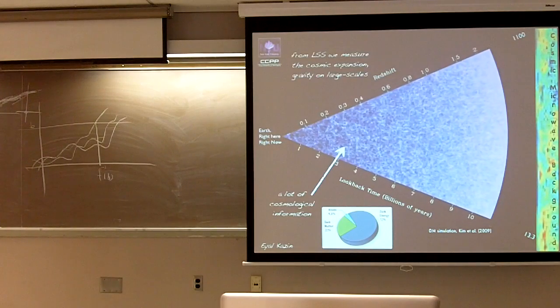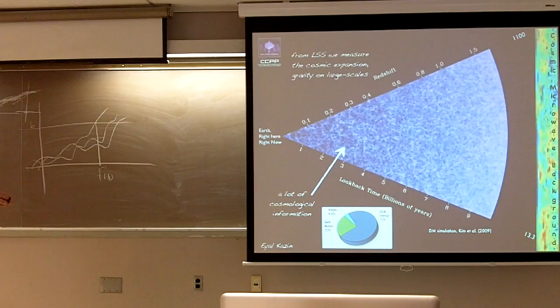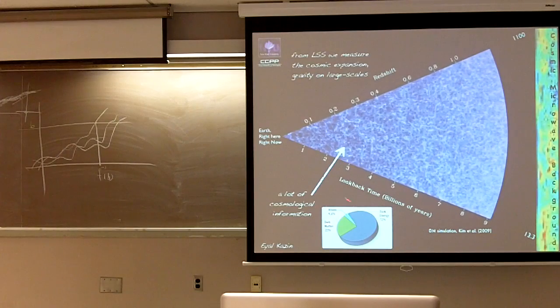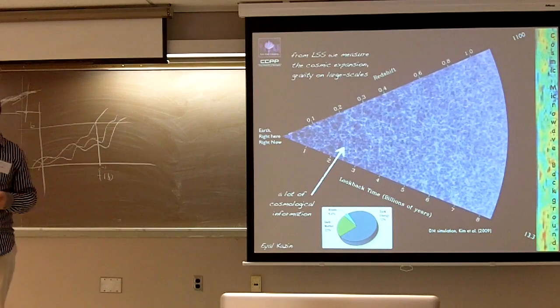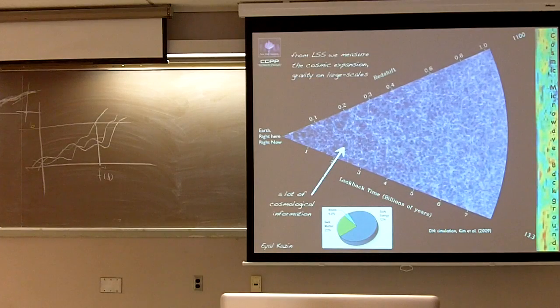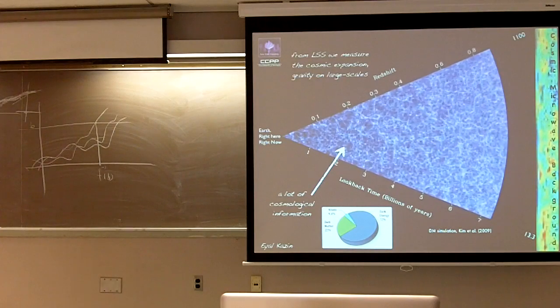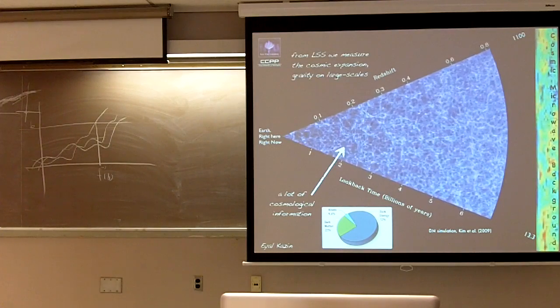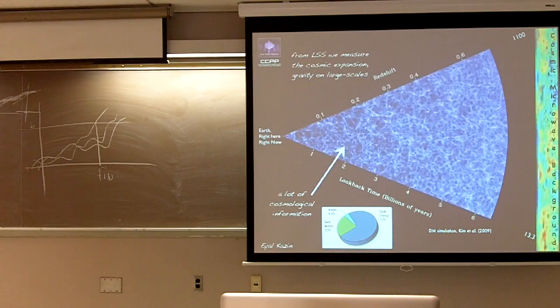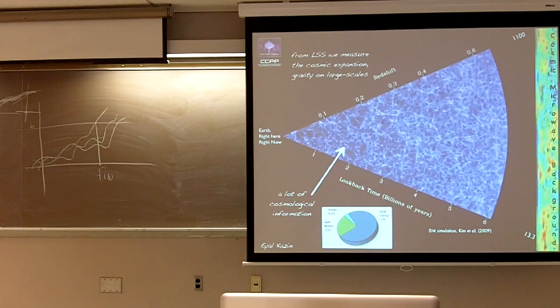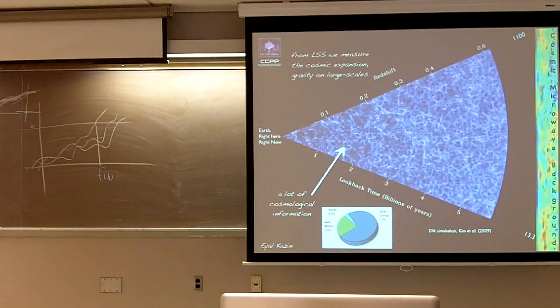For example, we can learn about the constituents of the universe. Astronomers claim that atoms and radiation contain only 5% of the energy budget of the universe, and I'll show you why we think that. And we can use it to measure the cosmic expansion, and we can also test general relativity on very, very large scales.